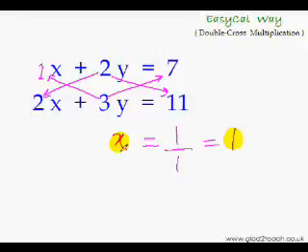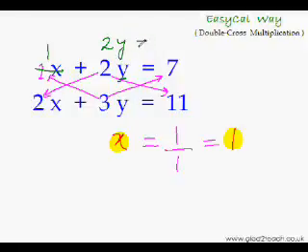Now once you have the value of x, finding the value of y, it is very easy. Just put this value of x in this equation. So 1 times 1 is 1. That means 2y would be equal to 7 minus 1. 7 minus 1 is 6. And 6 divided by 2 is 3. That means y is equal to 3. Question solved.